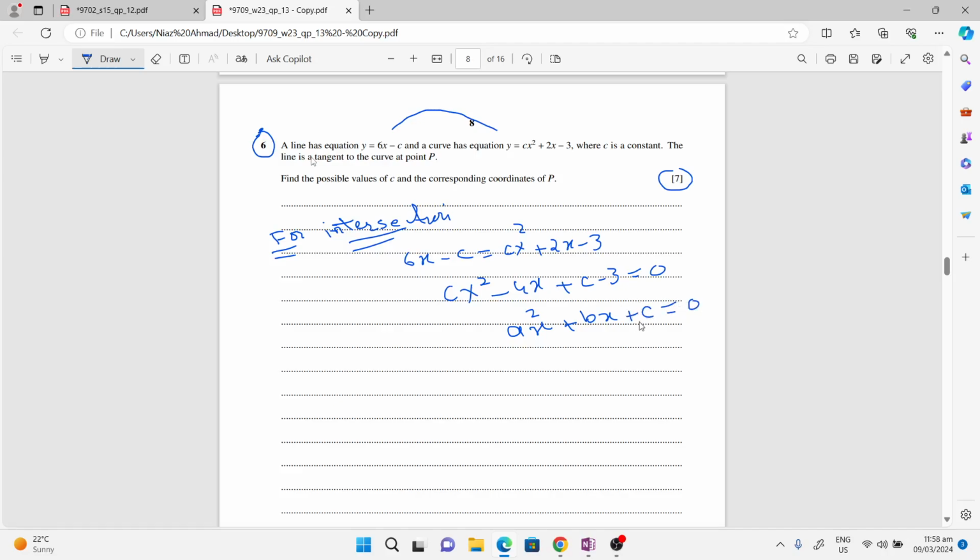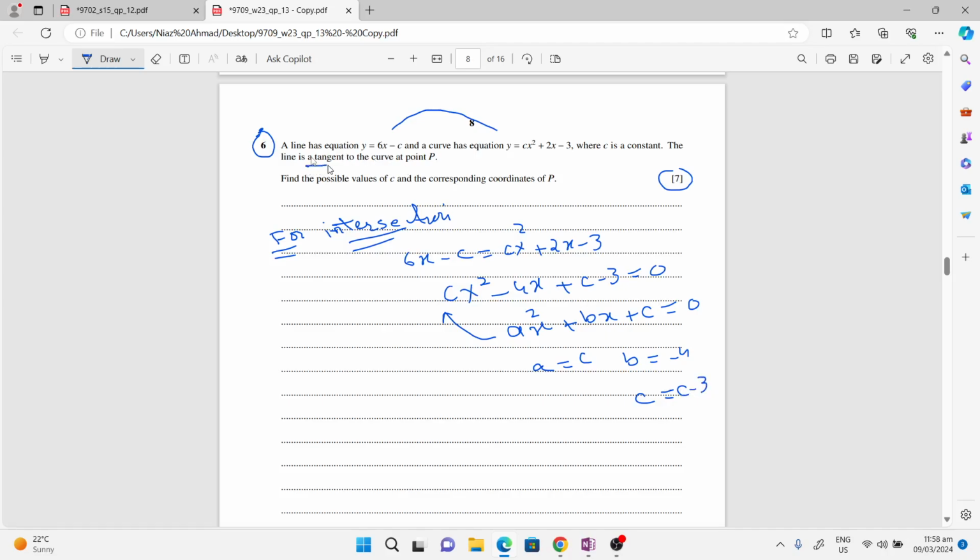Maths looks easy, but it totally depends upon practice. So increase your practice, inshallah you will get an A grade. So here my value for a is c, my value for b is negative 4, and the value for c is c minus 3.